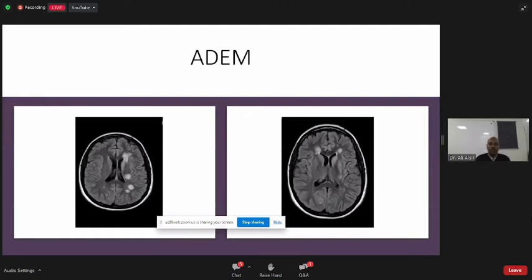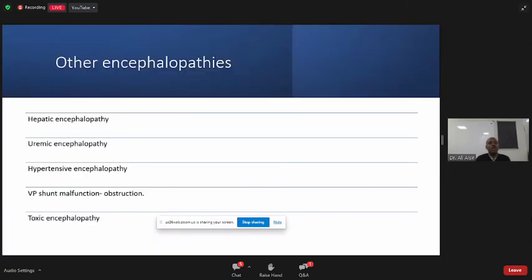And definitely after the pulse steroid, you will continue on oral steroid for 6 weeks, and you can read about the details of the management. Other encephalopathies have to be addressed in the area of pediatrics, and general pediatrics in general, is hepatic encephalopathy, if the patient has a hepatic dysfunction background or history of hepatic disease.